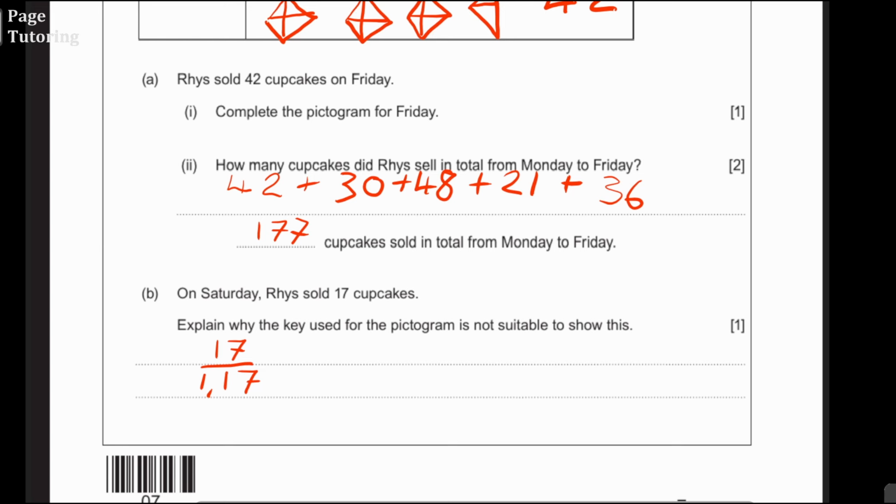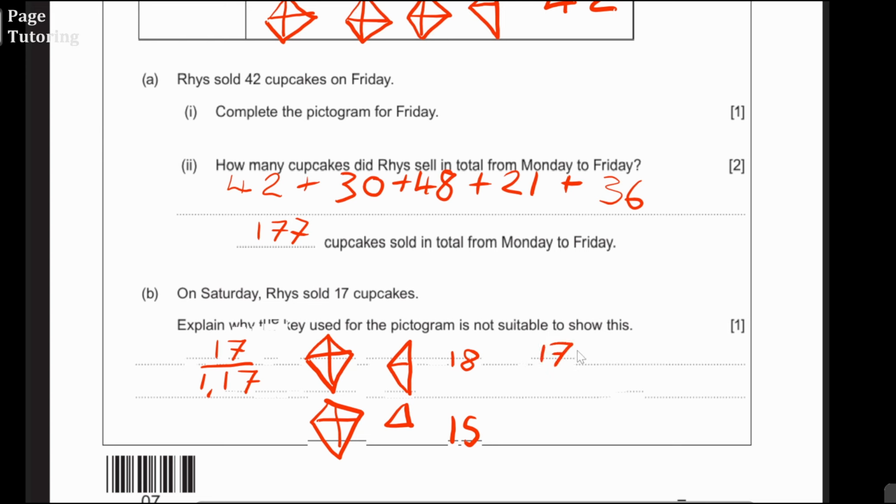And what I was trying to find there is if a factor of 17 would have been 3, because our key and our little shapes, the smallest number that we can show is 3. So you could say that 17 is not a multiple of 3.